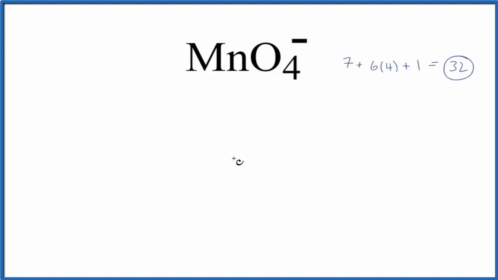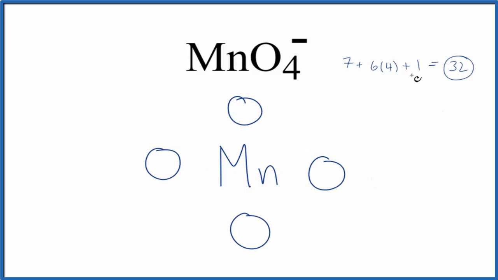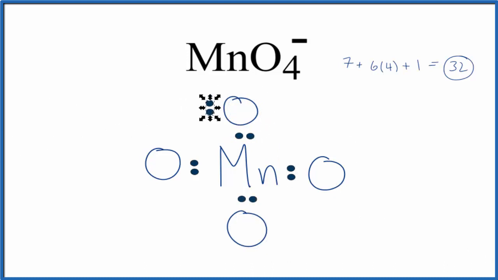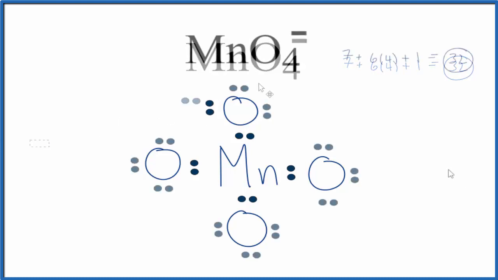So Mn is the least electronegative atom, and then we'll put the oxygens around the outside. So we have 32 valence electrons. Let's put pairs of electrons between these atoms here to form chemical bonds. So we'll use up 8 valence electrons doing that. Next, we'll go around each oxygen and put valence electrons around to complete the octets for those.